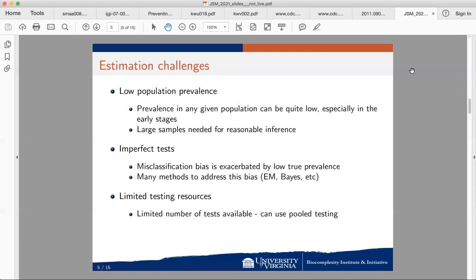Luckily, there are a number of methods proposed to address misclassification bias, including the EM algorithm, Bayes methods, among others. And these first two challenges are really exacerbated by the fact that there are often limited testing resources. One approach that's been proposed during the COVID-19 pandemic has been to use pooled sampling, or pool testing, where you pool samples together and test them together to really use the limited resources as efficiently as possible.